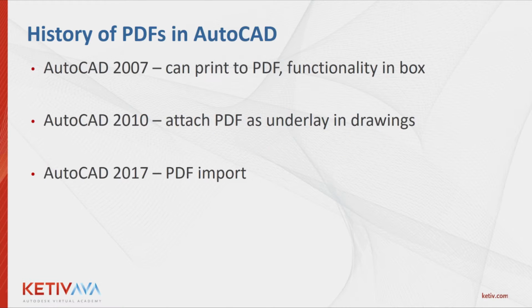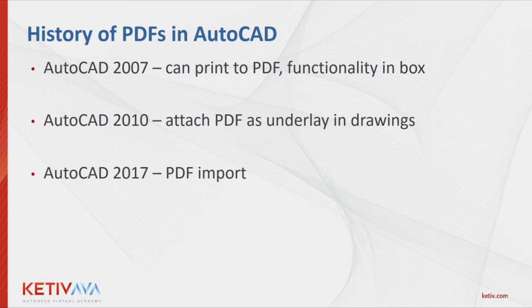The functionality did exist before 2007, but it wasn't out of the box. You'd have to get a third-party add-in or come up with a way to plot to PDF. In 2007, that's when they started. You can print a PDF, and just about everyone is printing to PDF these days. AutoCAD 2010 increased functionality where you could attach a PDF as an underlay in your drawing. You'd be able to take a PDF and put it underneath your drawing, and snap to corners on that PDF. It wouldn't come in as geometry, but you'd be able to use it as a reference, to draw on top of, to use for scale.